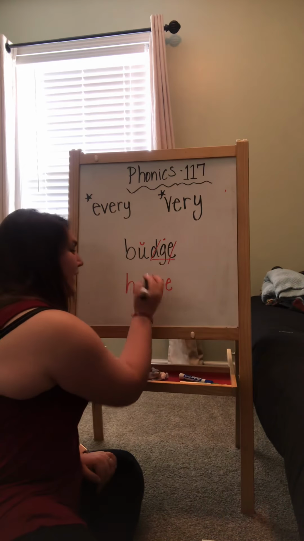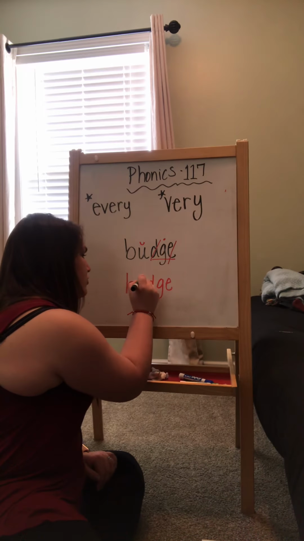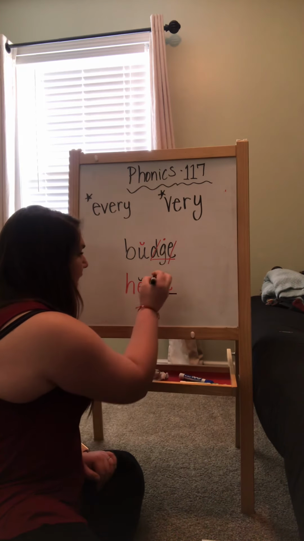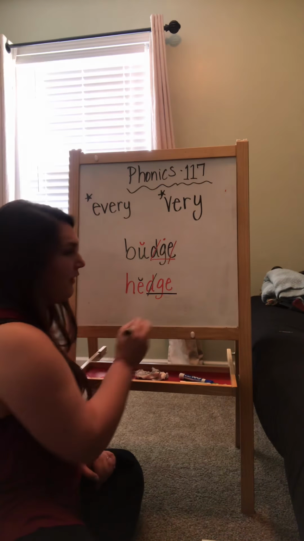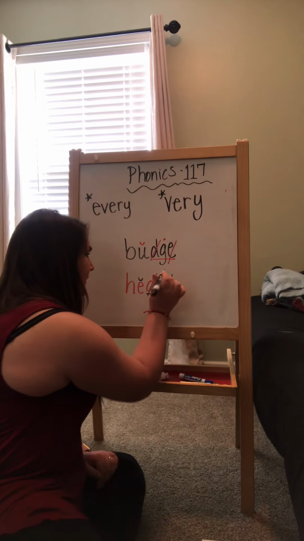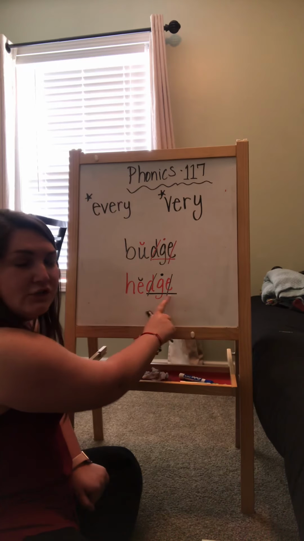Eh. I know that's a short vowel sound, so I'm going to put a breve over it. J. Oh, there's my new trigraph, so I'm going to underline it. Same thing, mark out my D because I don't hear that sound. And the E, they're silent. And put the dot over the G for my soft G sound. Now I have coded the word hedge.